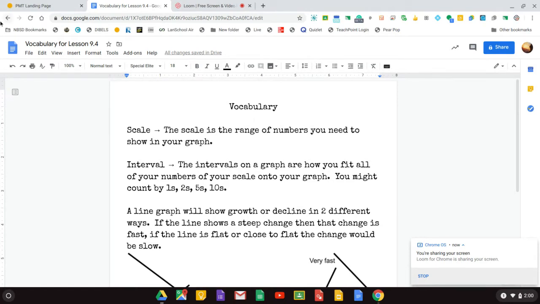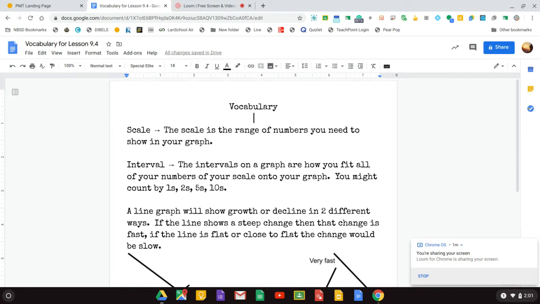I need you to write down what the scale is. The scale is the range of numbers that you need to show in your graph, and that's what you get from your data table. The interval is how you fit all of those numbers onto your graph. Sometimes you can count: if your scale is 1 through 10, then you can count by ones. But if your scale is 1 to 100, then you might have to count by tens. So you decide what best interval you're going to use for your chart. And I'll show you some examples as we move through this.